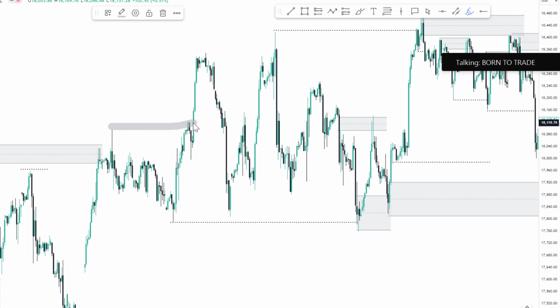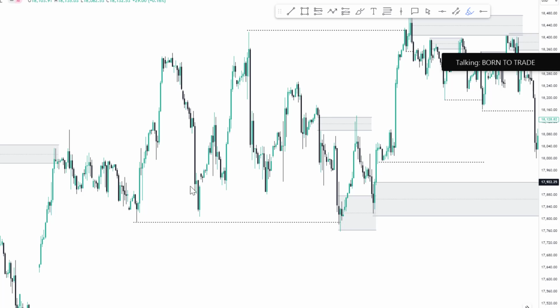Firstly, we had a break of structure, nice. We have an inducement area, nice. We have a demand level, but no price inefficiency. Fair value gap? Yeah, no fair value gap. So it wasn't a valid one. It just reacted to the upside.